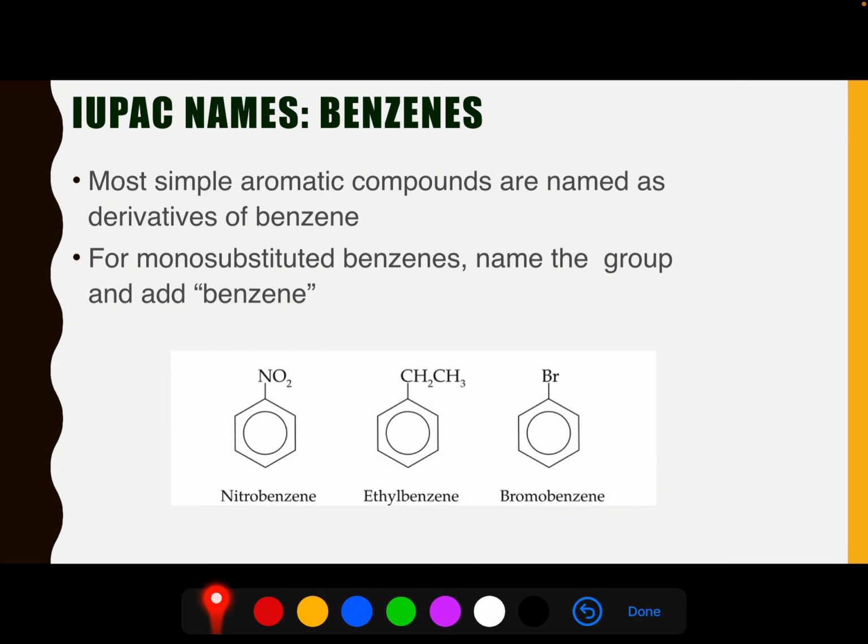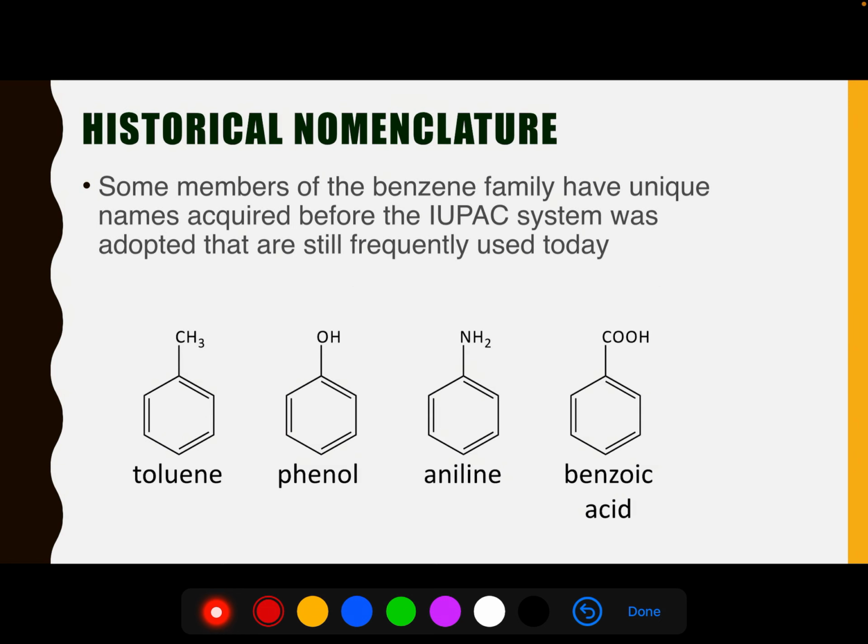So the IUPAC names for benzene, before we talk about any ways that we're going to use benzenes, I just want to make sure you're able to name them. They're going to be derivatives of the word benzene, right? So if you have a monosubstituted benzene, you're just going to name that group, and then add the word benzene. So for example here, we can call this a nitrobenzene, or this one is an ethylbenzene, or a bromobenzene. And notice there's no ones or twos on those because, like the cyclical compounds, you don't need to write ones or twos.